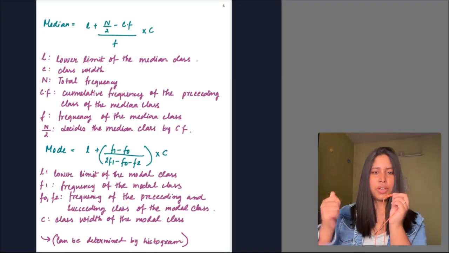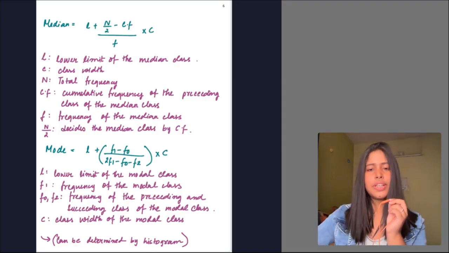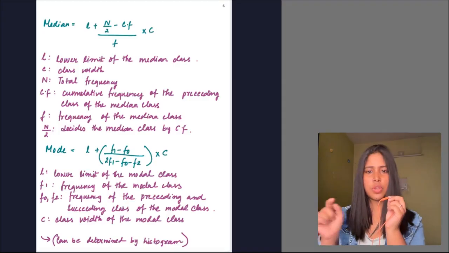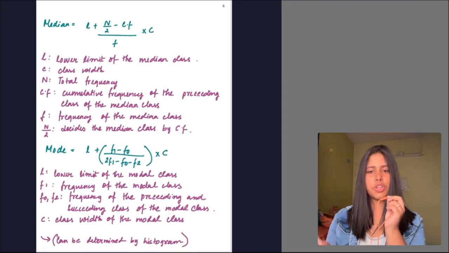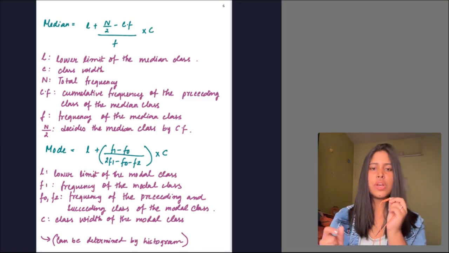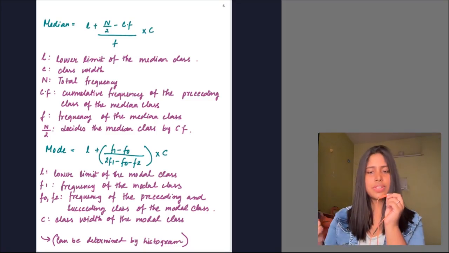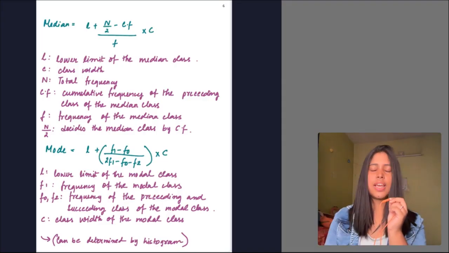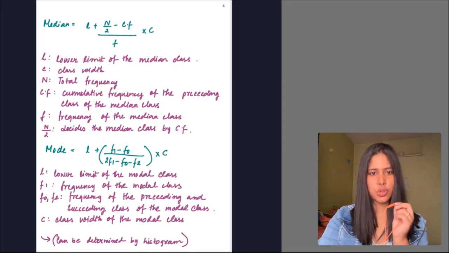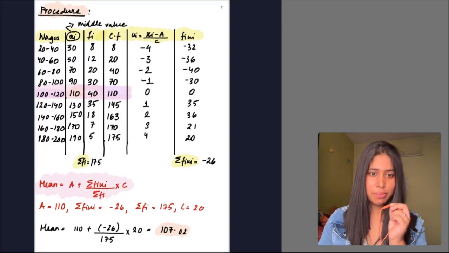Now coming to mode, what is the formula for mode? Mode is L plus F1 minus F0 divided by 2F1 minus F0 minus F2, into C. What is L here? L is the lower limit of the modal class. F1 is the frequency of the modal class. F0 and F2 are the frequencies of the preceding and the succeeding class of the modal class. And C is the class width of the modal class. And you must know that mode can be determined by histogram.